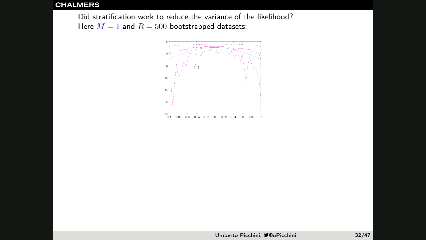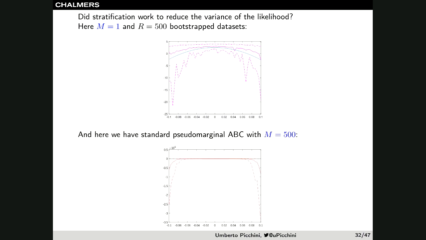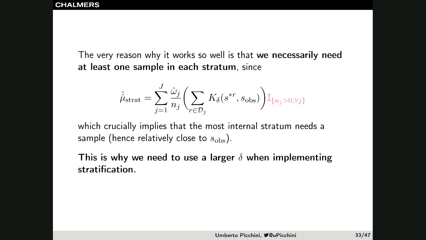And we don't have an order of magnitude of 10 to the power of 5 or 10 to the power of 6 in the tails anymore. This is what happened when I used standard pseudo-marginal ABC with 500 independent datasets. Remember the 10 to the power of 5 in the tails. And even larger when we use resampling without stratification. So this is really crucial. This is the crucial part that we need to consider.